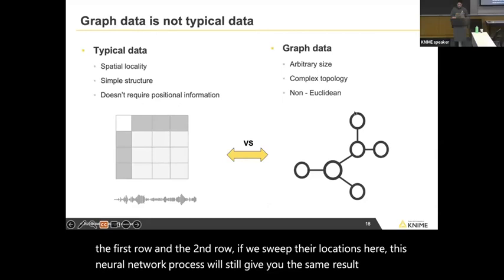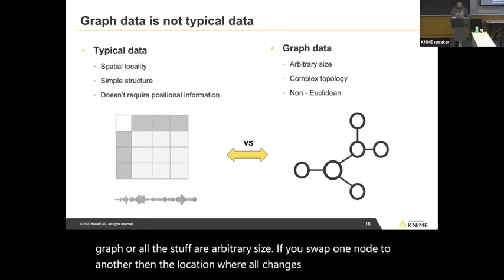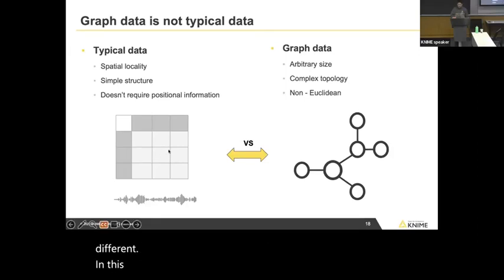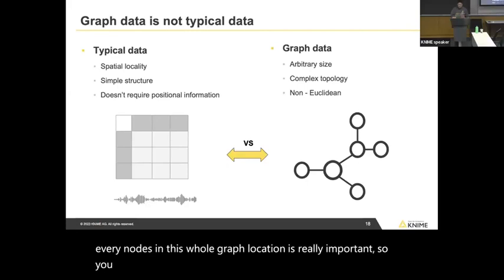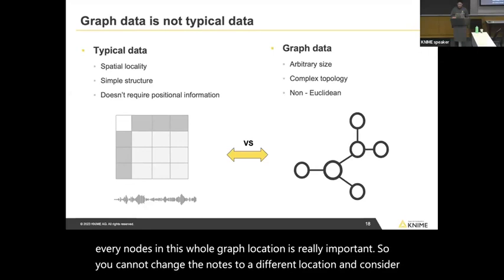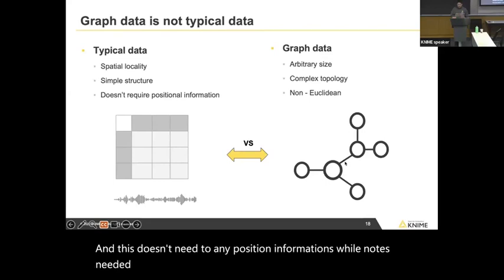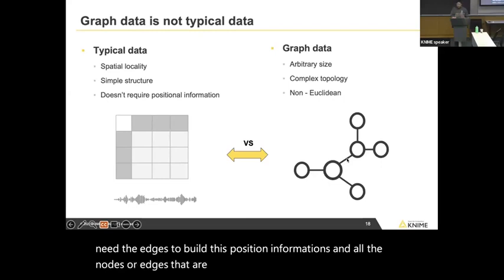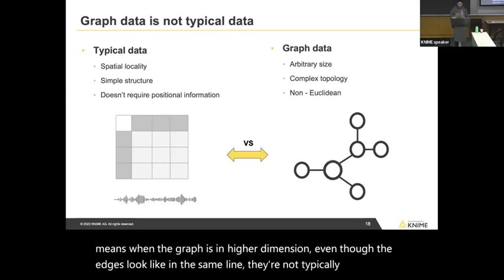While in a graph, everything is of arbitrary size. If you swap one node with another, then the location changes, and the graph will be a different graph. In this data frame, the structure is simpler as well. While in a graph, every node's location in the whole graph is really important, so you cannot move the nodes to different locations and still consider it the same graph. This doesn't need any position information, while nodes need the edges to build position information. And all the node and edge distances are non-Euclidean, which means when the graph is in higher dimensions, even though the edges look like they have the same length, they are not typically considered the same length.